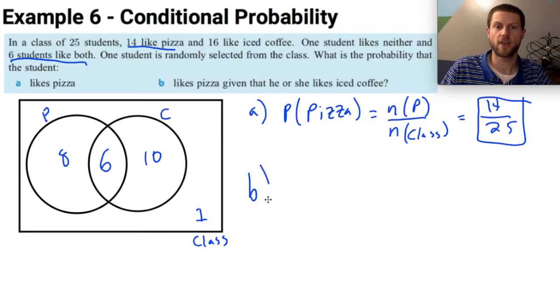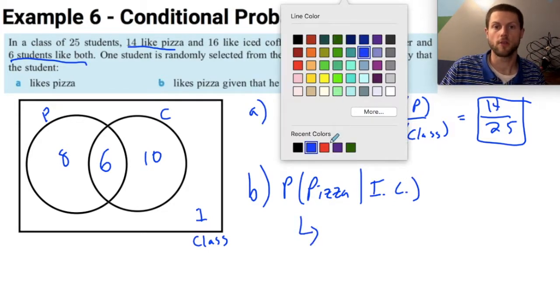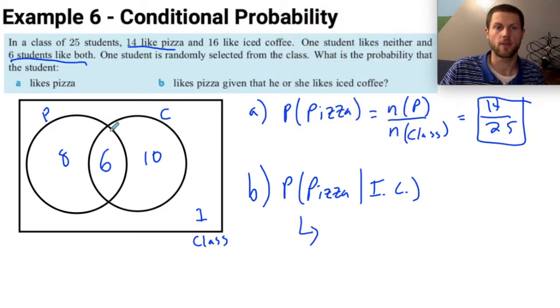Next up, I want to find the probability that this person likes pizza given they like iced coffee. So what that means is I am beginning with the knowledge that this person likes iced coffee. So let me kind of shade what we're talking about in the Venn diagram. That means that I'm already inside of the iced coffee circle. I know that this person likes iced coffee, so I'm pulling a person out of this new area.